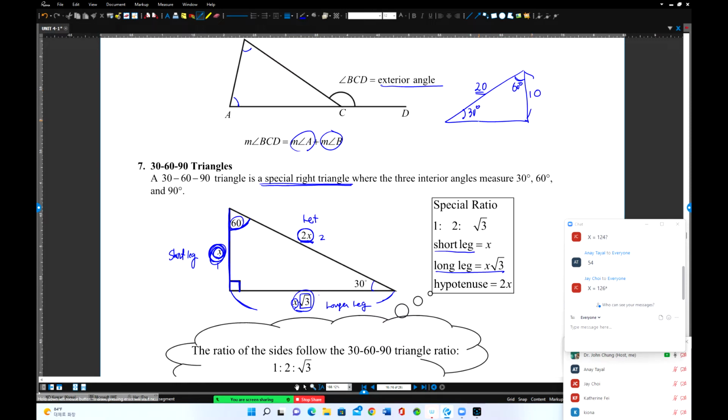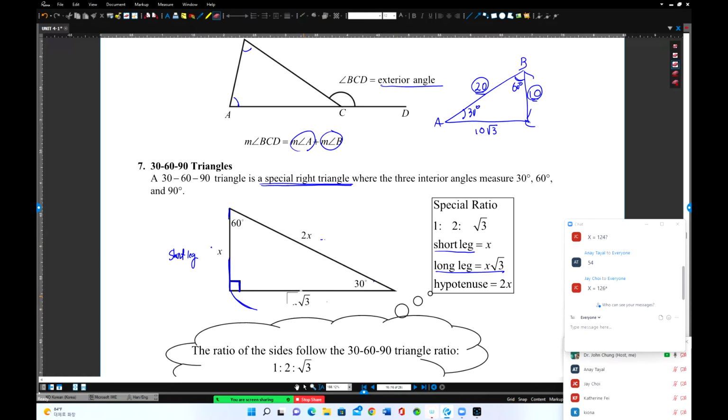The next one, the longer leg, is what? Root 3 times this one. So root 3 times 10 is what? 10 times root 3. Okay, 10 square root 3 is the length of what? AC. Okay, this is always what? Half of this one. Why is it half of this one? Maybe you can prove this one. Okay, we can prove this one.